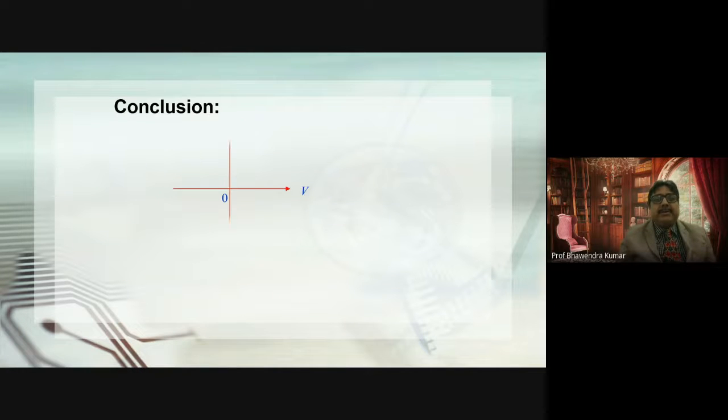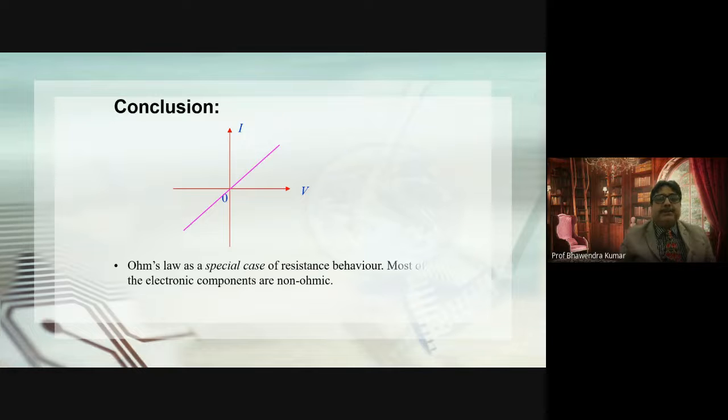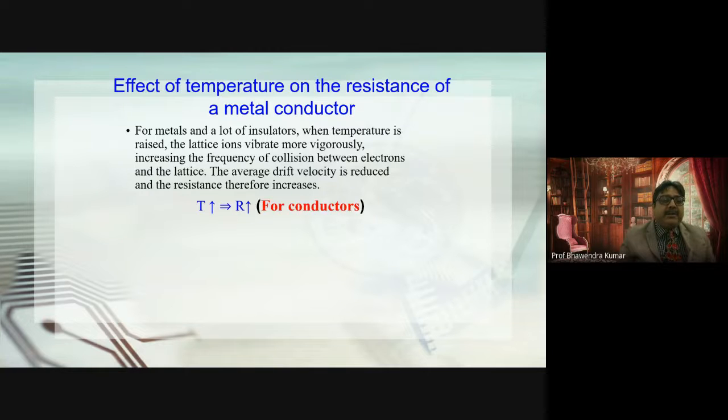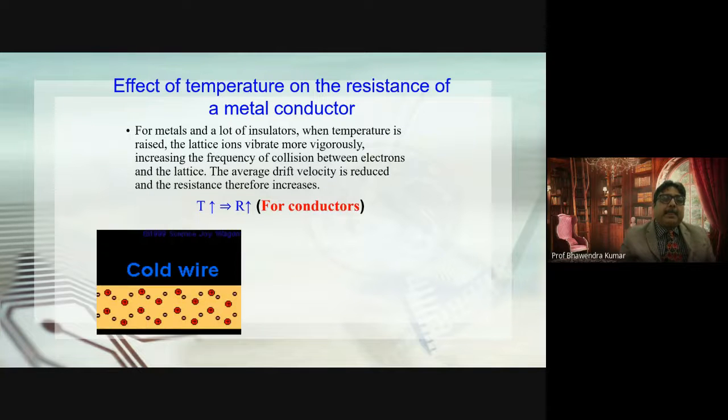So you understood this graph. What is the conclusion? The conclusion is that Ohm's law is a special case of resistance behavior. Most of the electronic components are non-ohmic. Okay. Now, what is the effect of temperature on the resistance of a metallic conductor? What diagram do you see here?